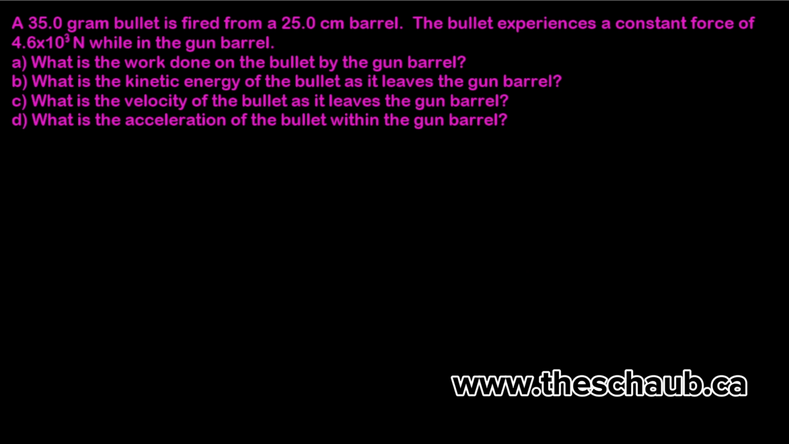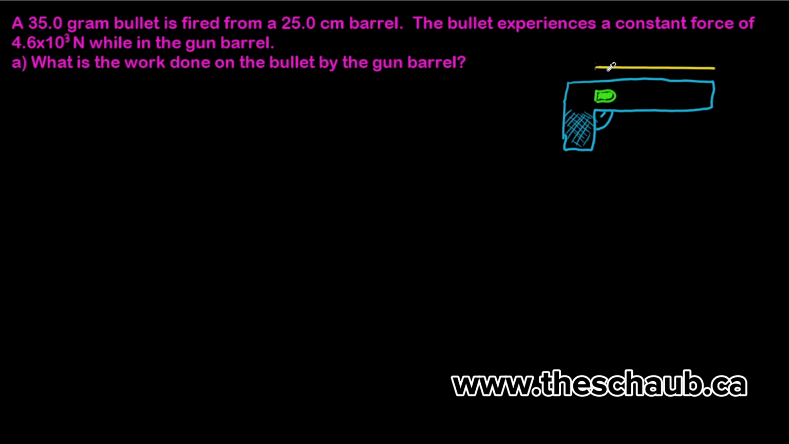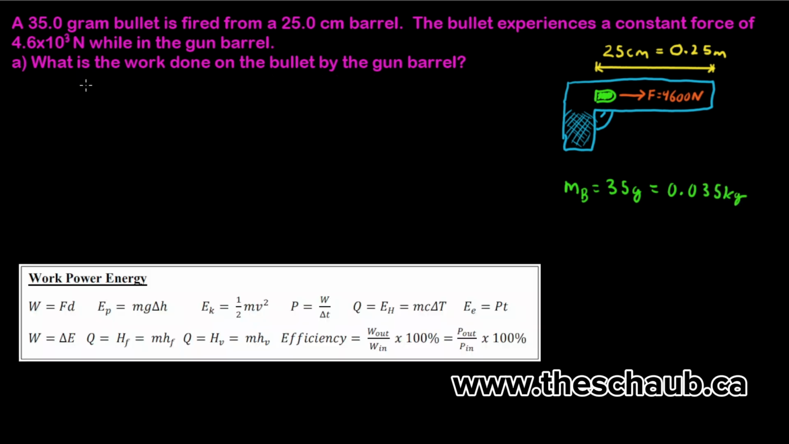Let's start part A by drawing a diagram on the right. The gun barrel is 25 centimeters long. That's 0.25 meters. There's a force of 4,600 newtons acting on the bullet. The mass of the bullet is equal to 35 grams. That's 0.035 kilograms. We're now ready to start solving part A.